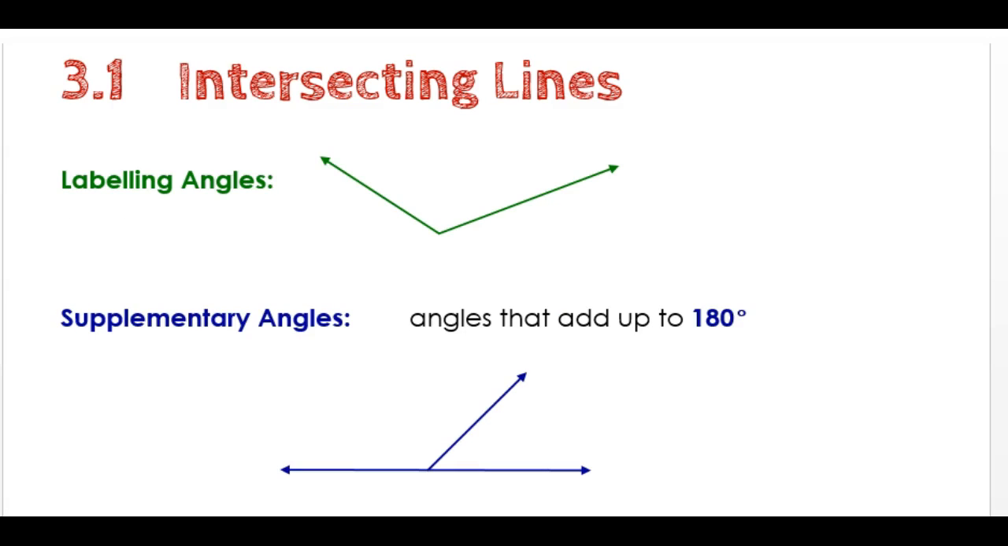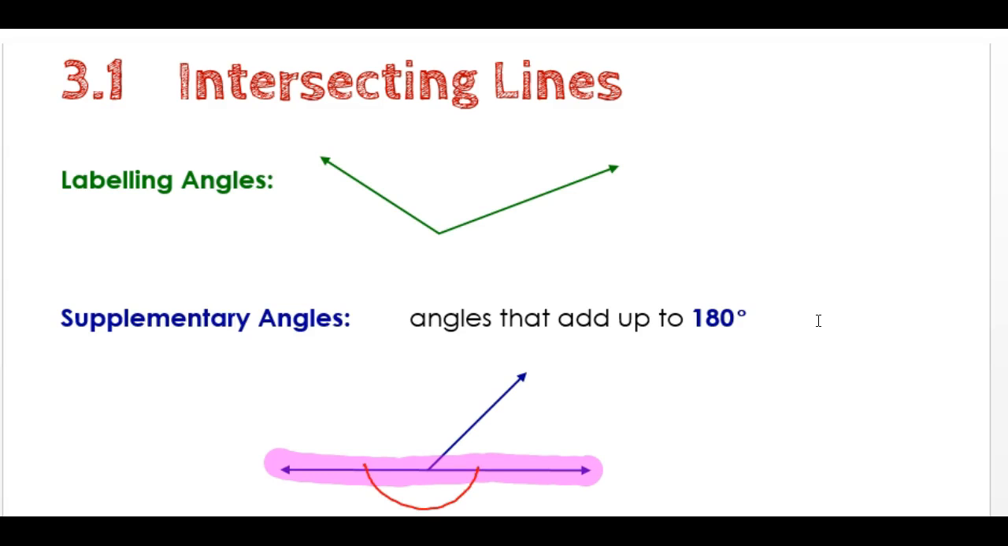It's also important for you to understand some basic terminology in the unit. The first one is supplementary angles. Supplementary angles are angles that add up to 180 degrees. The way to identify that you're dealing with a situation that involves supplementary angles is if you see a straight line.